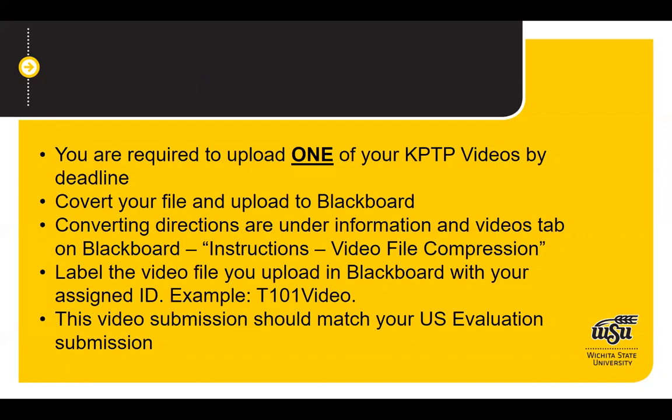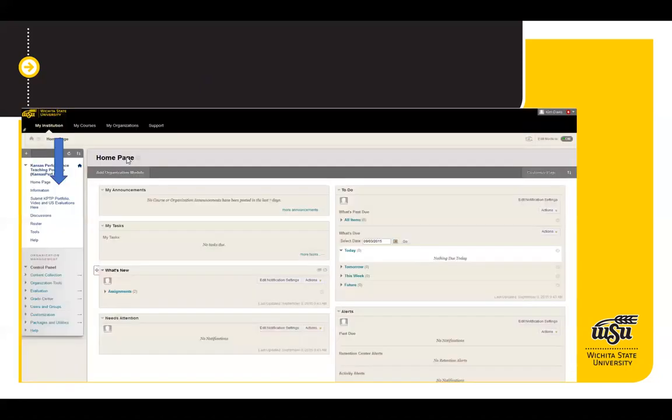When you submit your video and upload it to Blackboard, please make sure you use your assigned KPTP ID to specify this is a T101 video, or this is a T52 video. This video should match your US evaluation submission, which is Appendix C. So make sure that you click on this link right here, submit your KPTP portfolio video and US evaluation. And once you're in this link, you would then choose the video submission and upload your video.